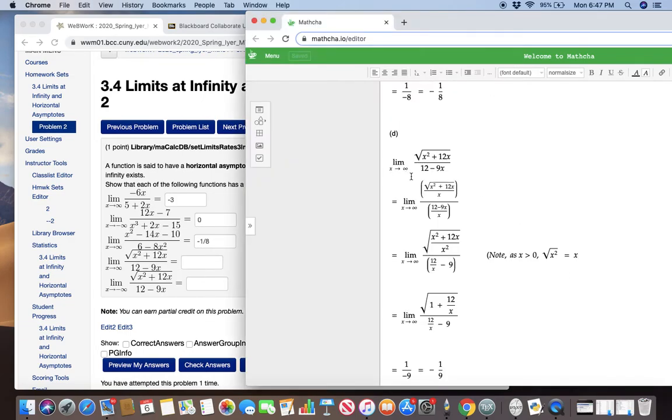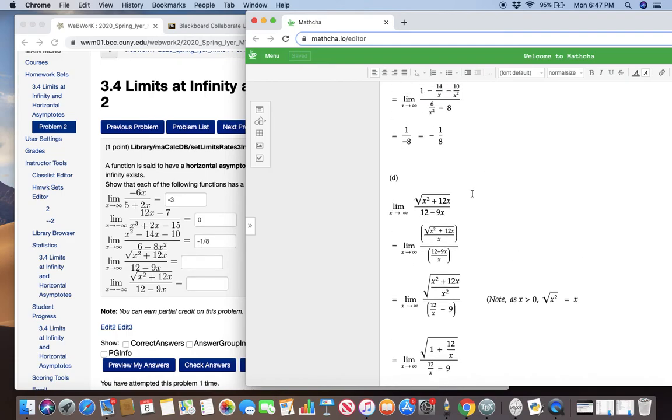Limit x approaching infinity, so this is positive infinity, of radical x squared plus 12x over 12 minus 9x. Notice this is not a rational function because the numerator is not a polynomial. It is a radical function. But the approach is similar. In this case, the radical encompasses the whole numerator. Look at the square root of x squared. X squared is the highest power inside, so the square root of x squared is some kind of x. That's what you're aiming for.